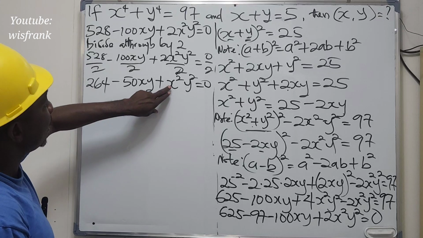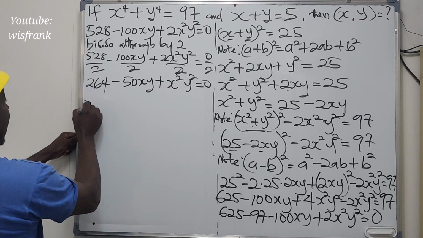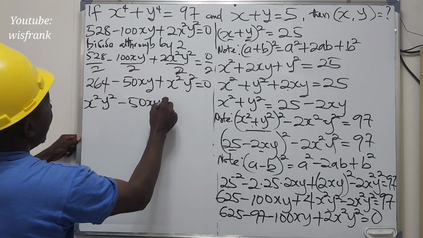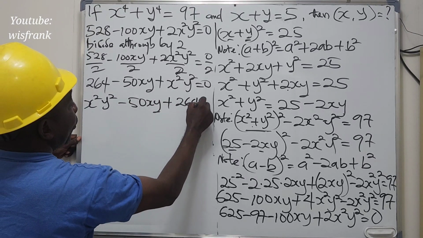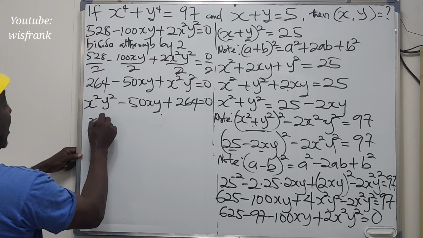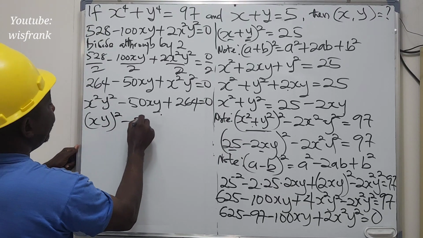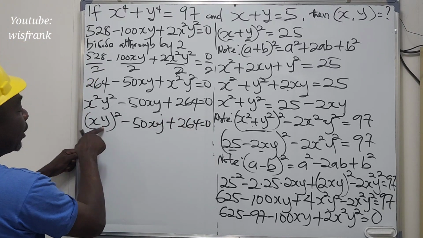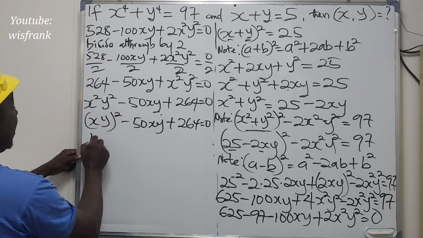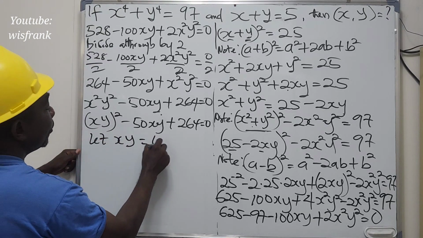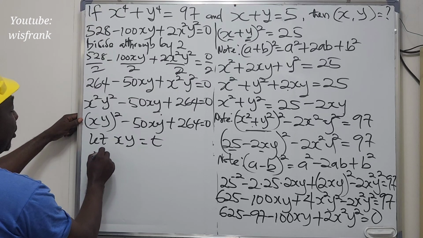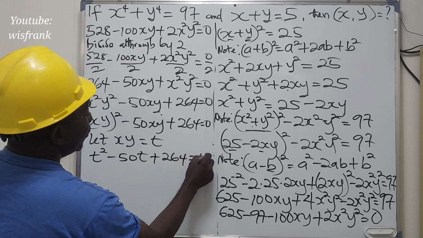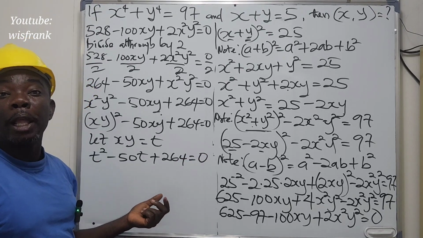We can rearrange this. This will give us x to the power of 2 y to the power of 2 minus 50xy plus 264 equals 0. This can be written as (xy) all to the power of 2 minus 50xy plus 264 equals 0. So here we have xy and here we have xy. So we say let xy equal t. In this situation, we have t to the power of 2 minus 50t plus 264 equals 0. So this has turned out to become a quadratic equation.